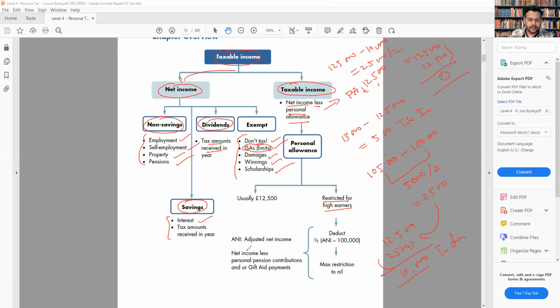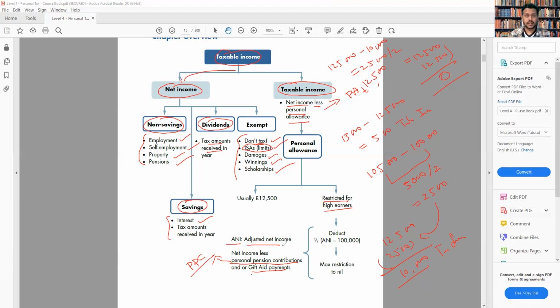All right, another thing we have to know is called ANI, that is adjusted net income. Sometimes the net income has to be adjusted. Adjusted means the amount could go up or down. Why? Let's have a look. Personal pension contribution or gift aid payment. Sometimes we call this PPC, personal pension contributions.